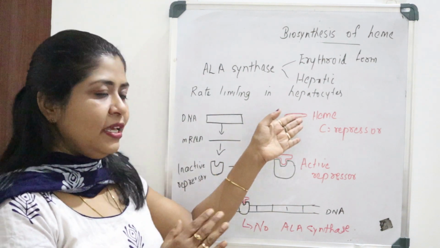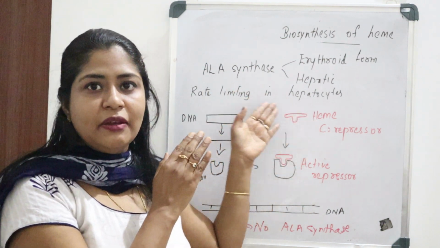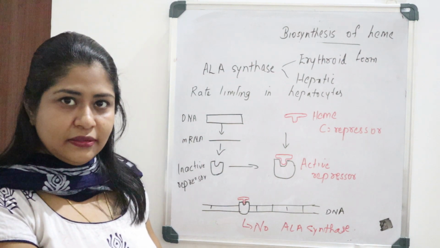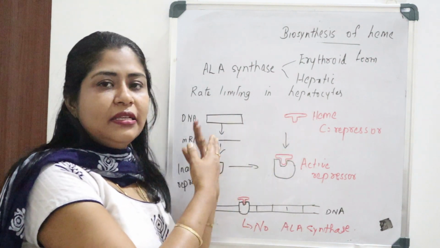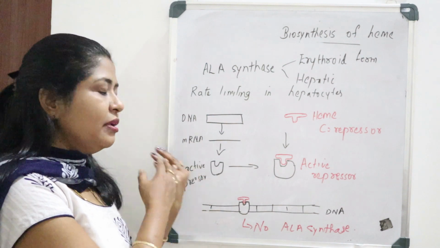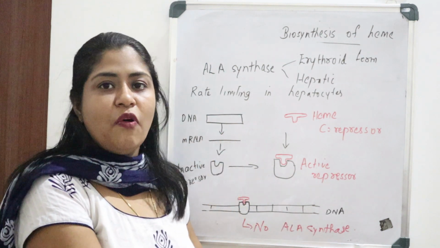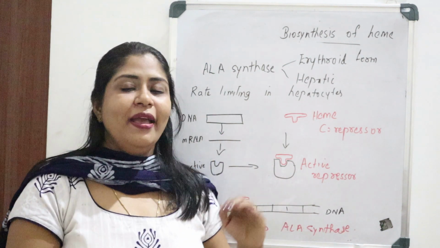So that's why, if heme is there, that will act as the co-repressor and will inhibit the formation of ALA synthase. And if there is no heme, this inactive repressor will remain as inactive repressor, and there will be formation of ALA synthase. So I am winding this up.